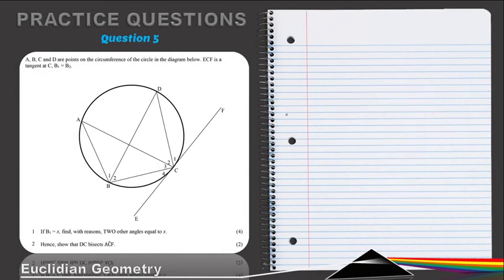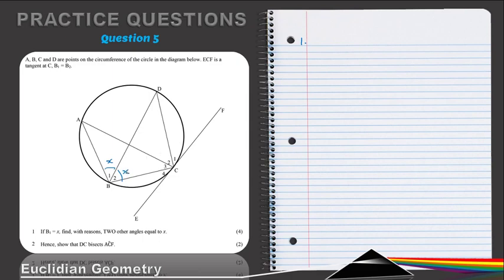And for question 5, A, B, C, and D are points on the circumference of the circle in the diagram below. EFC is a tangent at C, and B1 is equal to B2. So these two angles are equal. Now for number 1, if B1 is x, find with reasons 2 other angles equal to x. So this is x, and because it's given that it's equal, this obviously is also x.